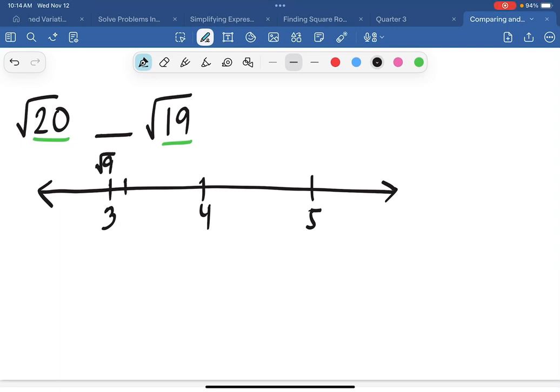So we have the square root of 10, square root of 11, square root of 12, square root of 13, square root of 14, square root of 15, and square root of 16, which is equal to 4.